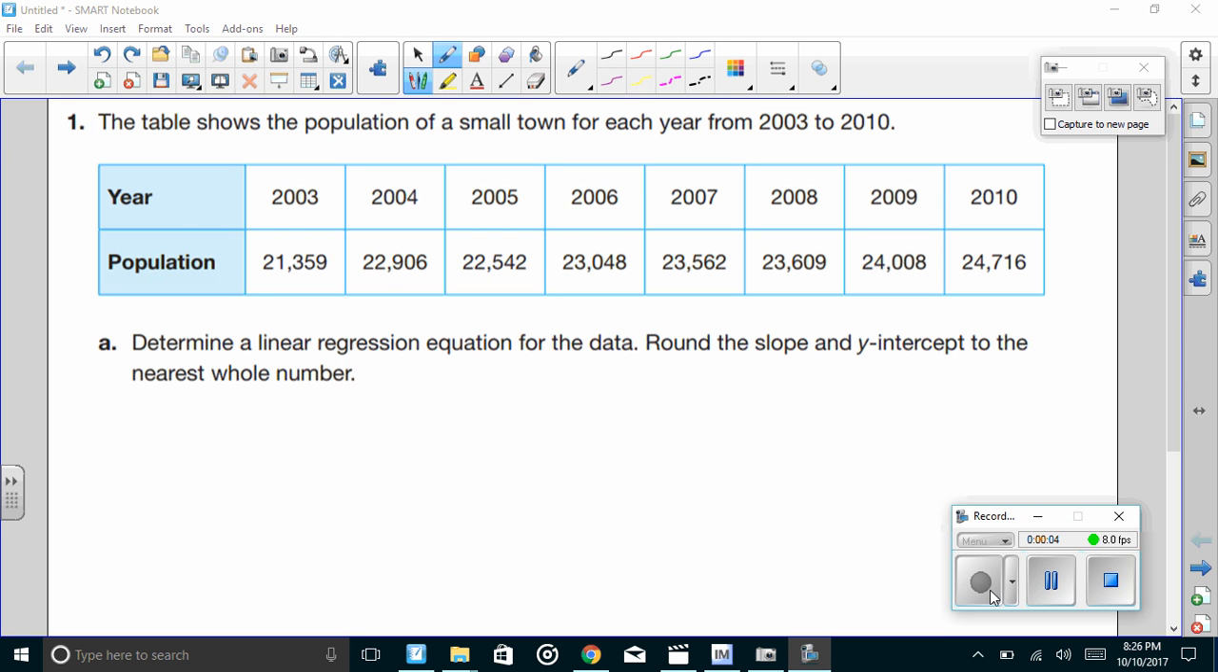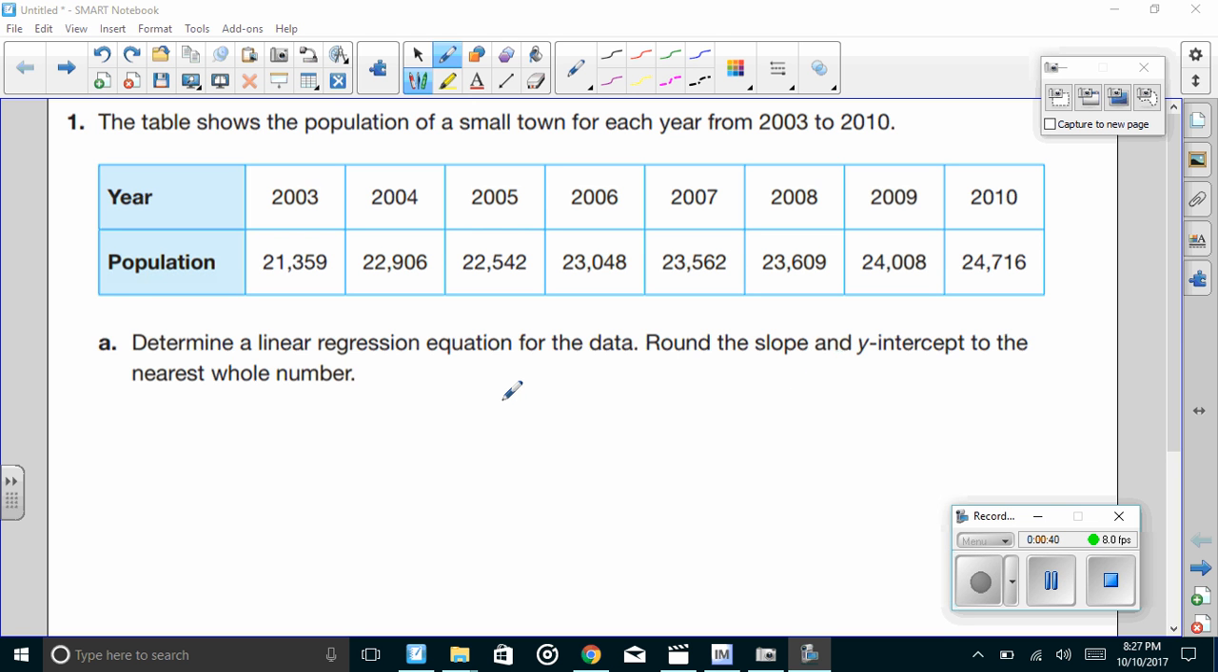And today we're reviewing linear regression, and we'll take a look at our first example here. All right, so we've got a table that shows the population of a small town for each year from 2003 to 2010. Okay, so we got the year, which is our x values, and the population, which is our y values. And the question asks for us to determine the linear regression equation for the data. And it wants to round the slope and the y-intercept to the nearest whole number.